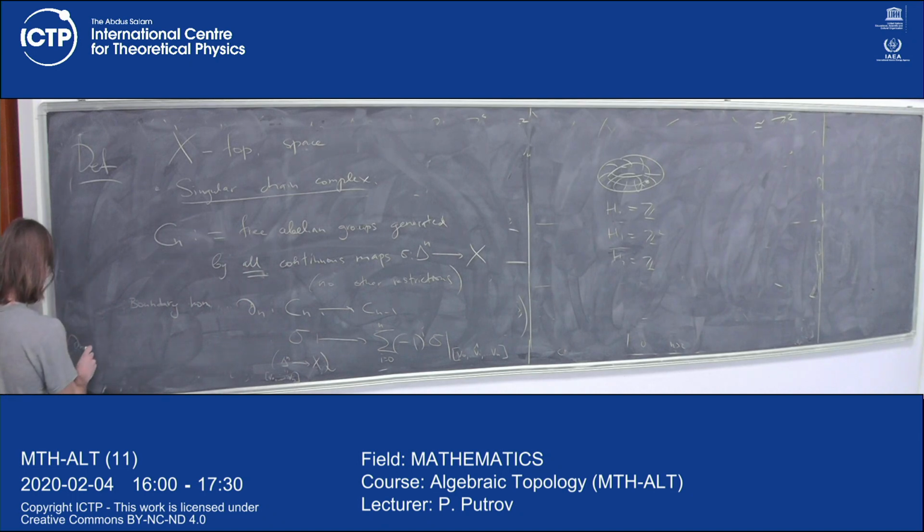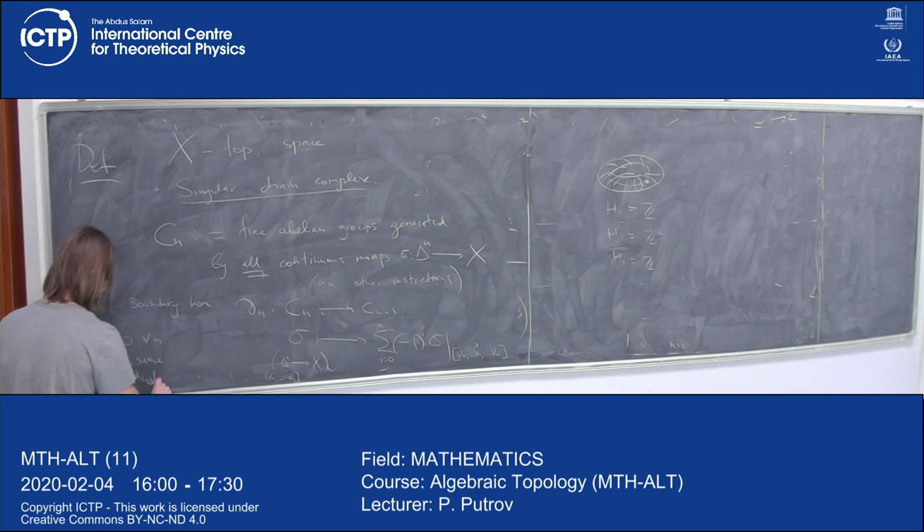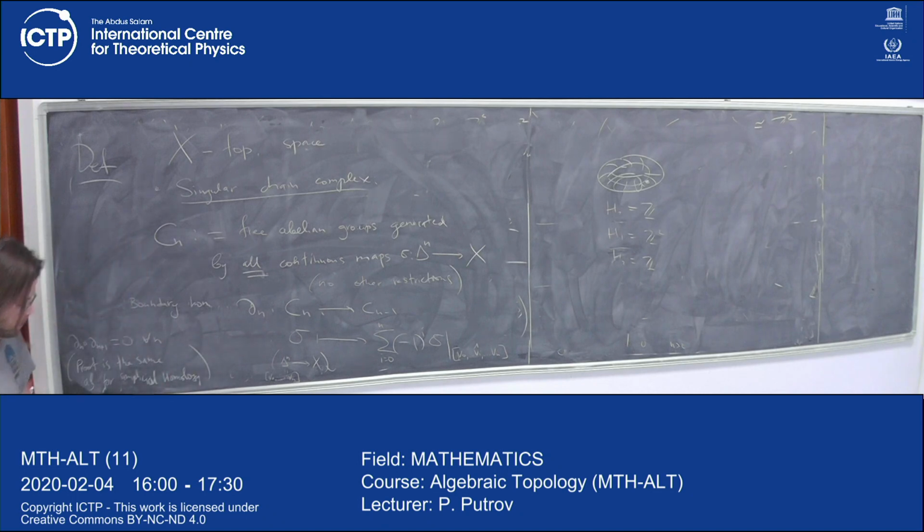Of course, this property will still be satisfied. So the proof is essentially the same as for the simplicial case. Okay, excuse me, I don't really see what the difference is.